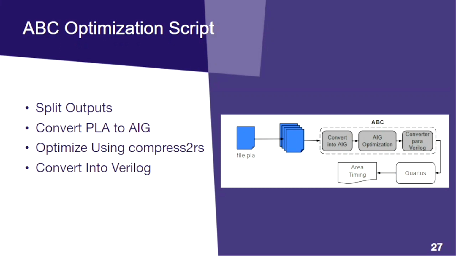The second method is the ABC optimization script. In this case, after reading the PLA, ABC converts the file to the AIG format in order to use the compressed 2RS optimization flow, which aims to rebalance the AIG and reduce the number of its nodes. After this optimization is done, it converts the AIG to a Verilog file that will be synthesized by Quartus as in the previous example.